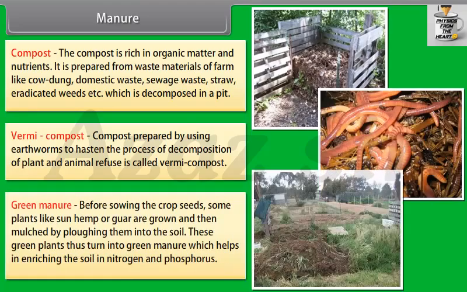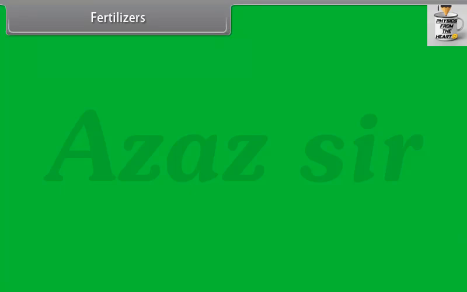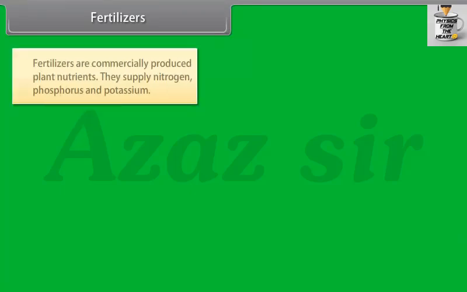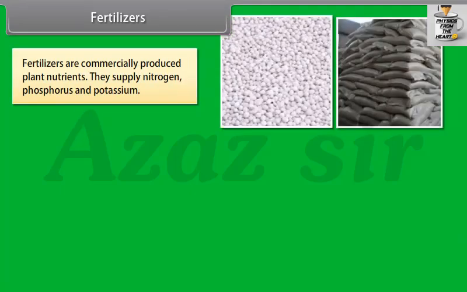Green manure. Before sowing the crop seeds, some plants like sunhemp or guar are grown and then mulched by plowing them into the soil. These green plants thus turn into green manure, which helps in enriching the soil in nitrogen and phosphorus. Fertilizers. Fertilizers are commercially produced plant nutrients. They supply nitrogen, phosphorus, and potassium.